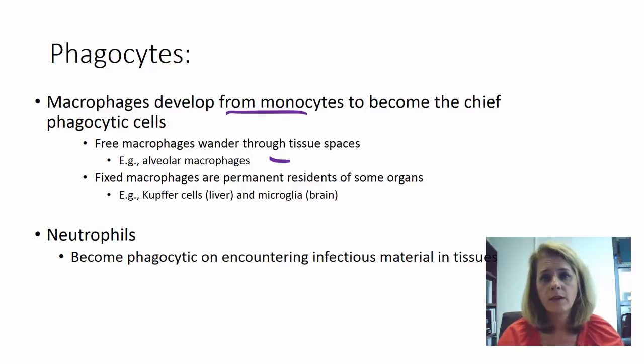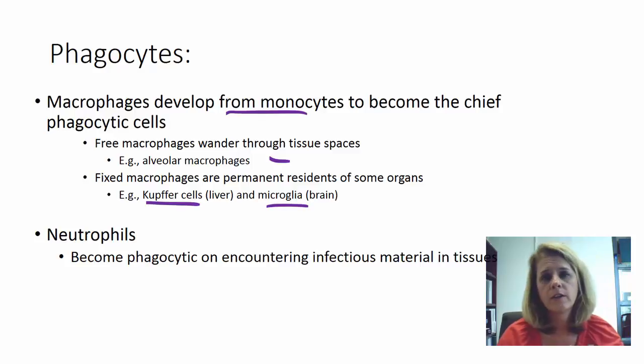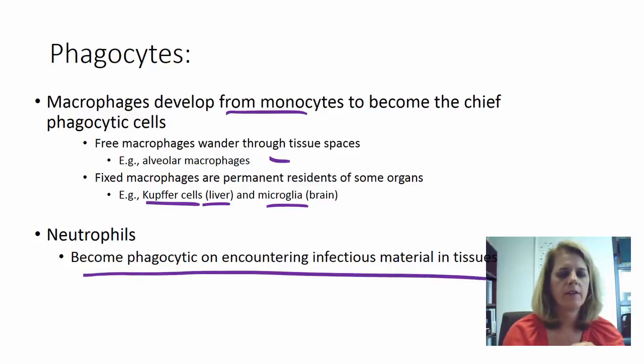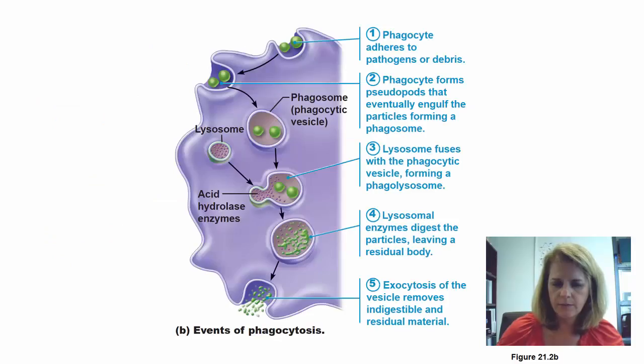You have specialized ones called Kupffer cells in the liver, and microglia or microglial cells in the brain. So you have these macrophages all over your body. Again, some of them are specialized to certain regions and some of them are just free in your body. You also have neutrophils. Now the neutrophils, they're in your blood, but remember they can leave. They can leave the blood and go out into the tissues. Okay, so if they encounter something that's infectious, they will become a phagocyte.